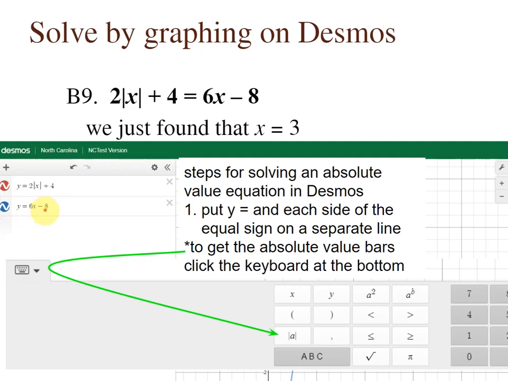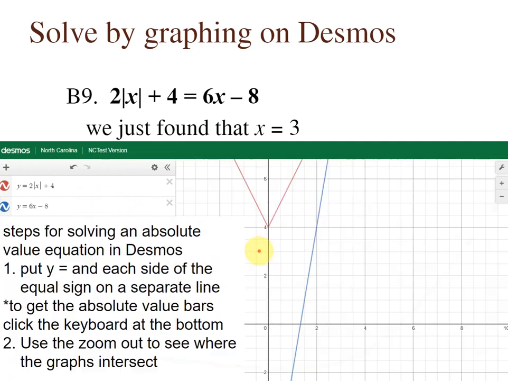And see, once I've put each side of the equal sign into its separate line, then all I've got to do is find out where the graphs intersect. Now you'll notice this red one. That's the absolute value graph. It makes a V shape, and we're going to talk more about that in a later lesson. And then the other one's a linear equation, so it's going to make a straight line. And the way it's set right now, I can't see where they intersect.